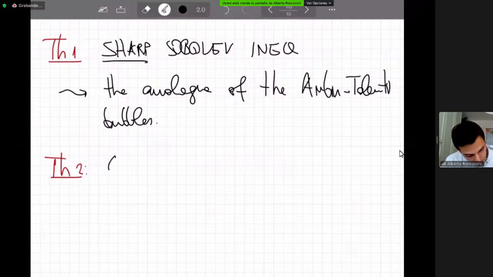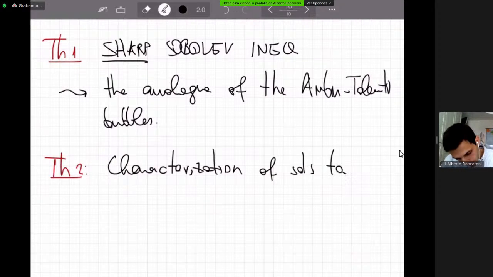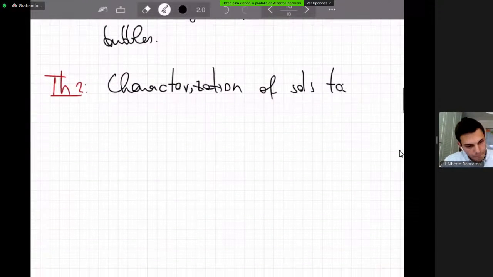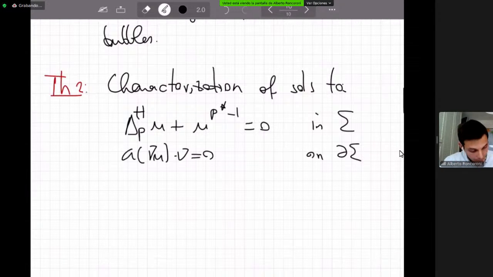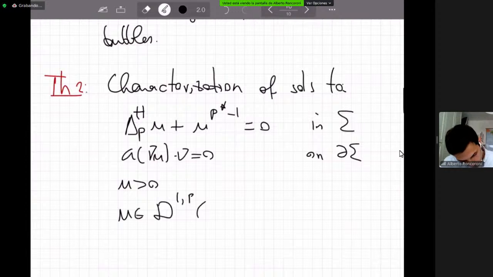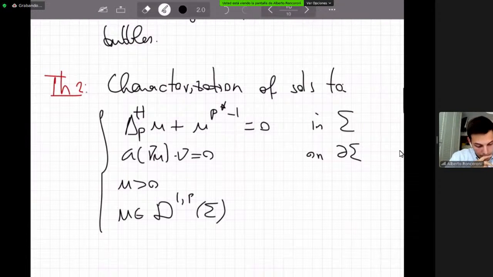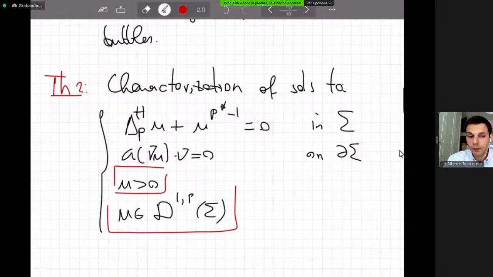So theorem 2 is the characterization of solutions to this problem. We have the Euler-Lagrange equation, so the anisotropic p-Laplace operator plus u to the p star minus 1 equals 0 in the cone, and of course we have the Neumann boundary conditions. And we classify positive solutions, as before, with finite energy. Okay, so this is exactly the analog of the theorem by Caffarelli, Gidas, and Spruck, and by Vétois and Ciraolo, Figalli, and Roncoroni. Of course, we have the hypothesis u positive, and also this hypothesis of finite energy.